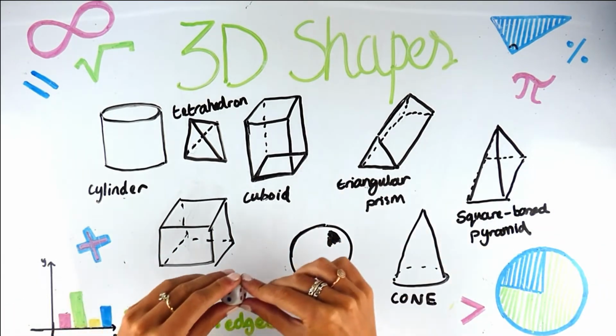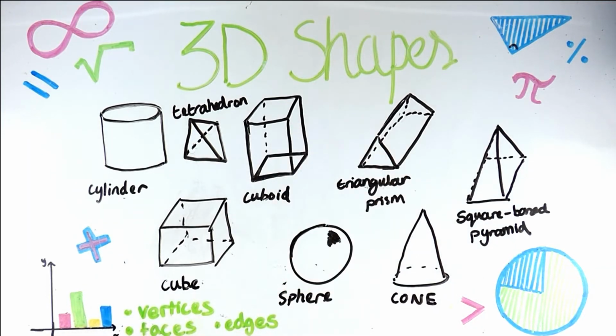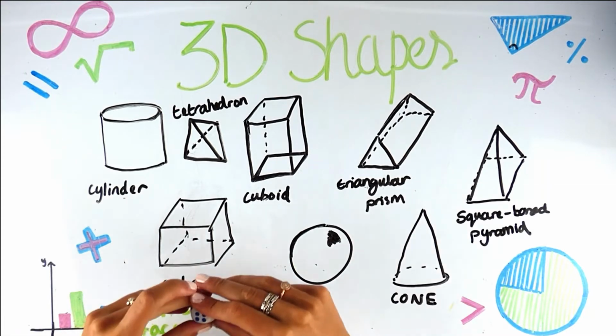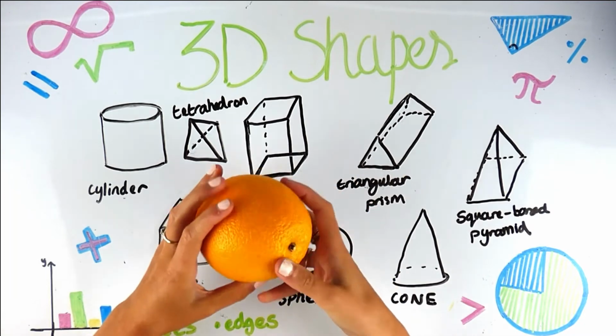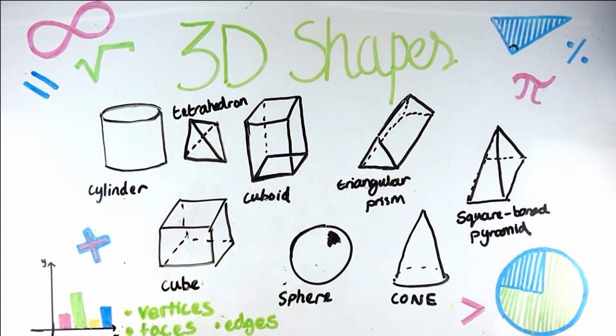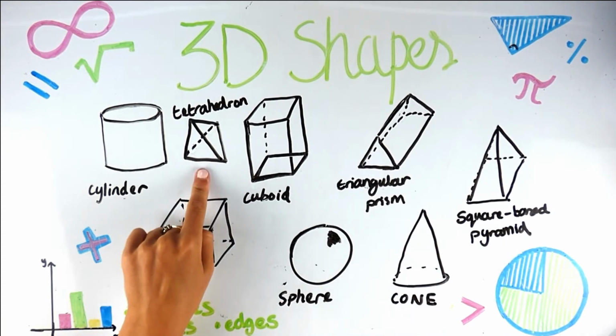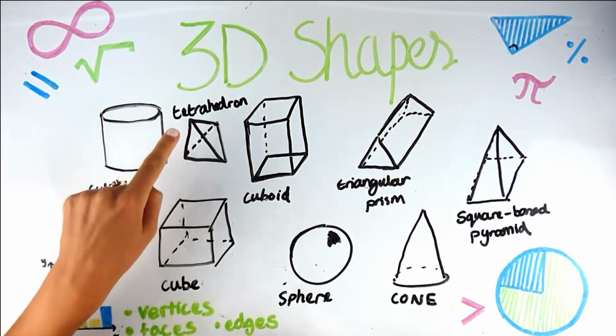Cuboid is a cube stretched out, so it has rectangle faces, and you can remember that cuboid is a longer word than cube, so it's a cube stretched out. We have a sphere, so this is my orange, this is my sphere, like planet Earth. We have a tetrahedron, a bit harder to remember. It's a pyramid, but it has a triangle base, and I remember that because it begins with a T, so it has a triangle base.